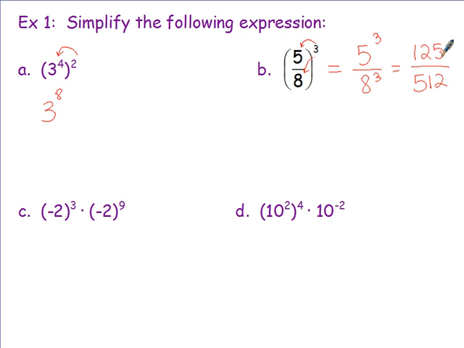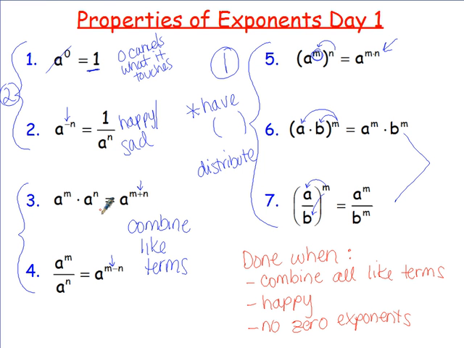Let's look at C. Now, C is where a lot of people would make mistakes. They see parentheses and they automatically assume it's distributing. But these are separate parentheses. And if you notice, these negative 2's are the same. This is actually a problem that looks more like this rule right here. The negative 2's are like the A's, and they each have an exponent. This is really a combining like terms problem.